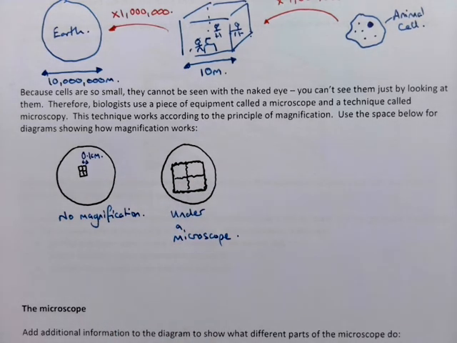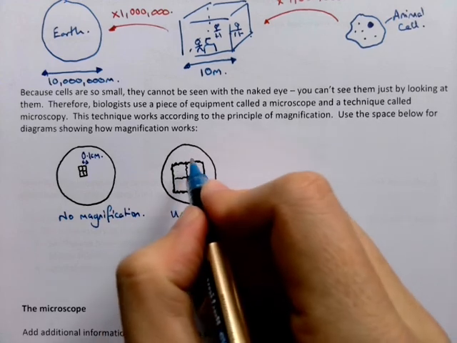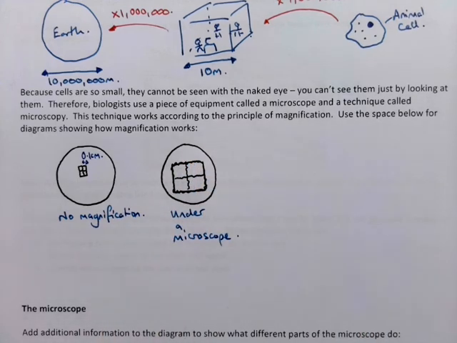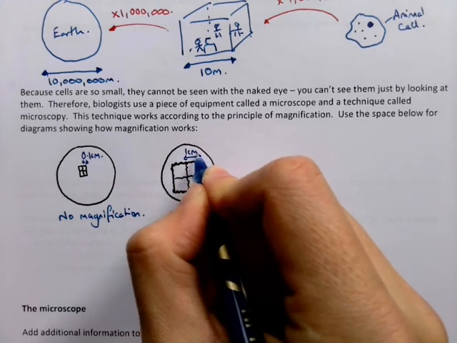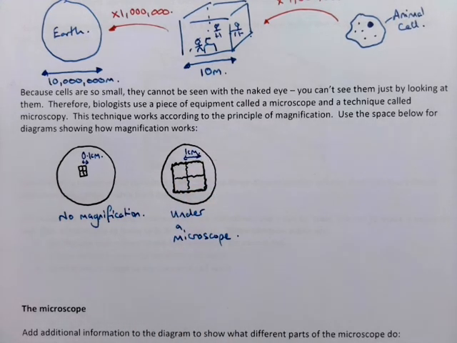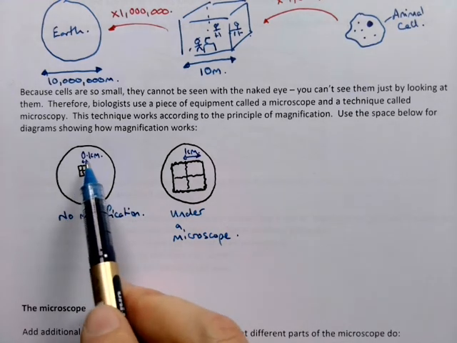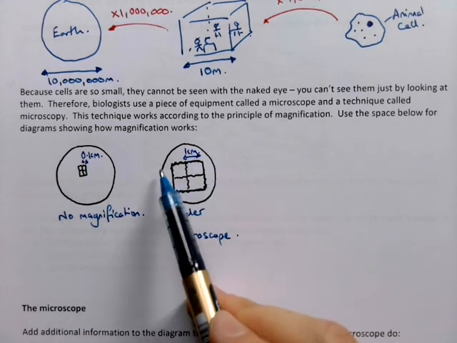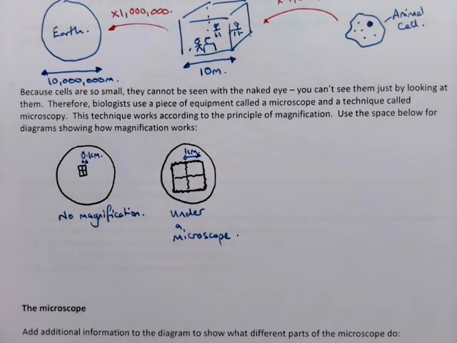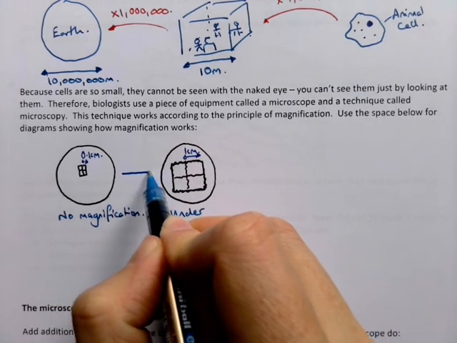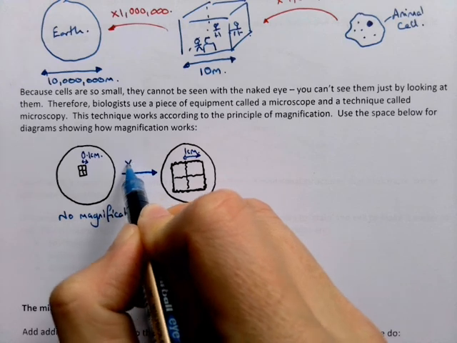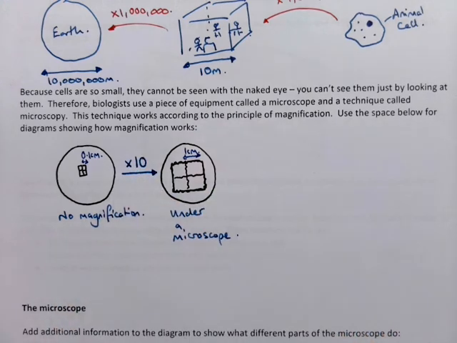Okay, and now the length of one of these squares is 1 centimeter. So when I was looking at it just normally with the naked eye, it was 0.1 centimeters, and now that I'm looking at it under a microscope, it is 1 centimeter. So, what have I done? Well, I've done a times 10 magnification. The image has become 10 times larger.